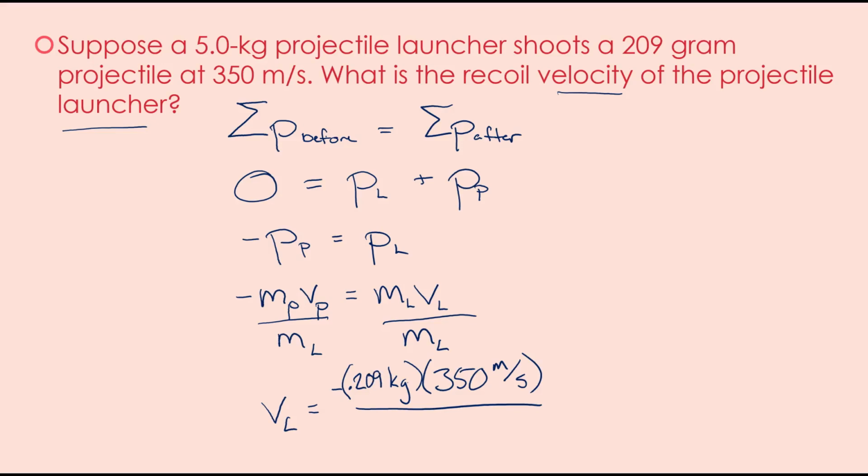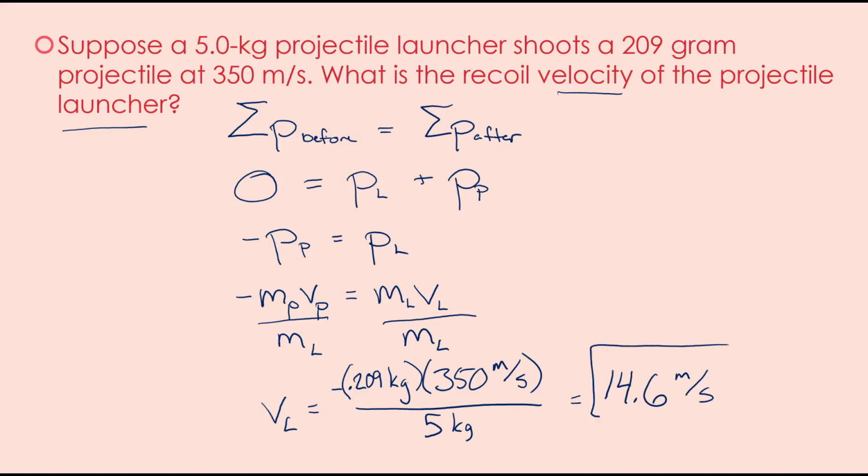And we divide that by the launcher's mass, which is 5 kilograms. So negative 0.209 times 350 divided by 5 gives us 14.63. So I'm just going to round that to 14.6 meters per second.